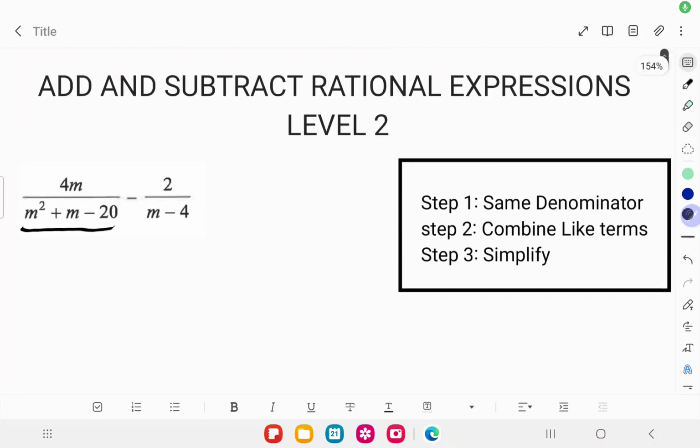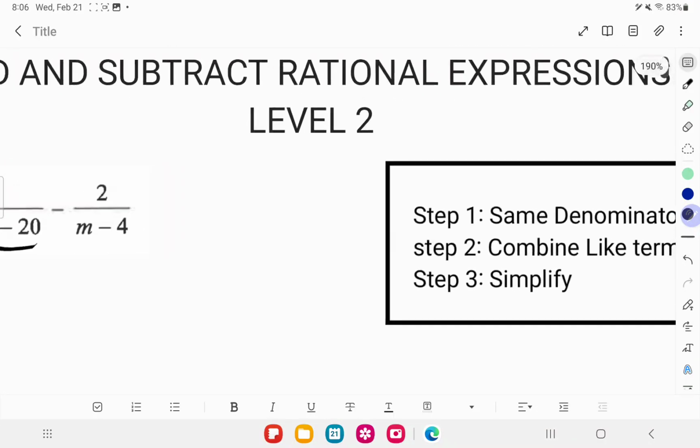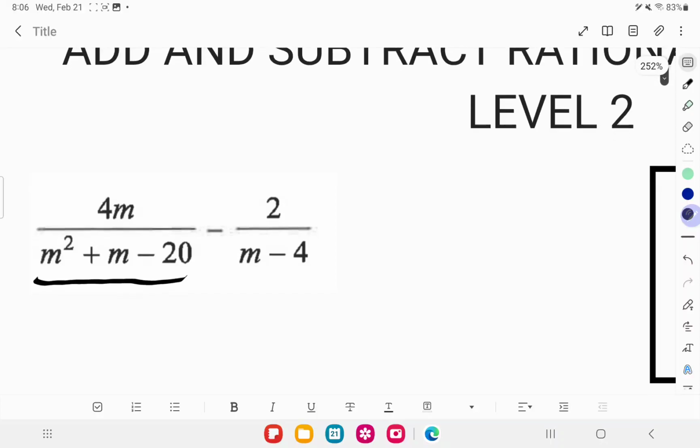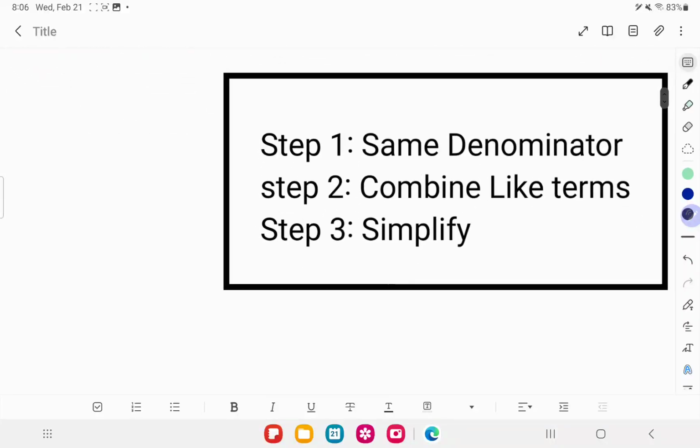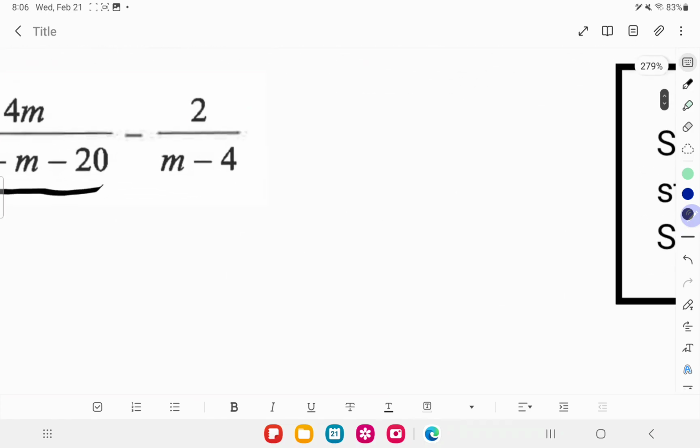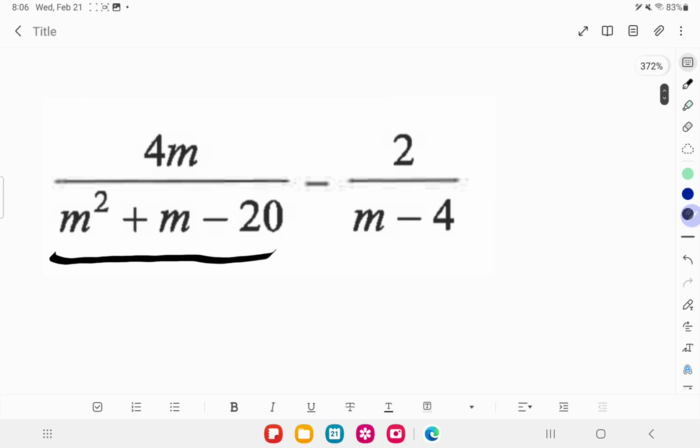Doing add and subtract rational expressions, level 2. Now, you're probably going to see that we have this problem right here. So we're going to follow the same steps. We're going to have to make sure we have the same denominator, combine like terms, and then simplify if we need to. Let's look at the problem that we have here.